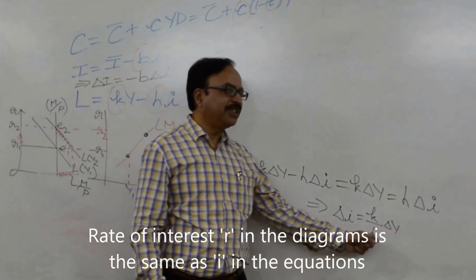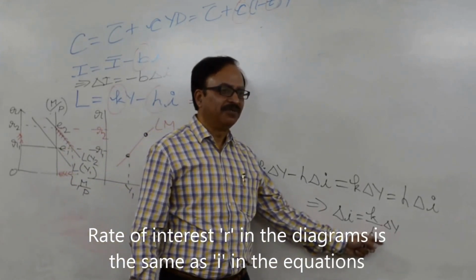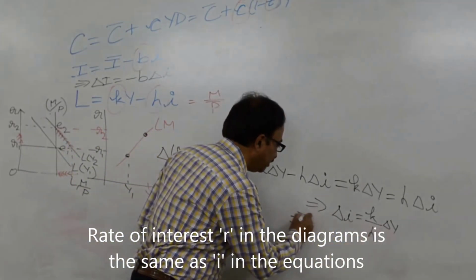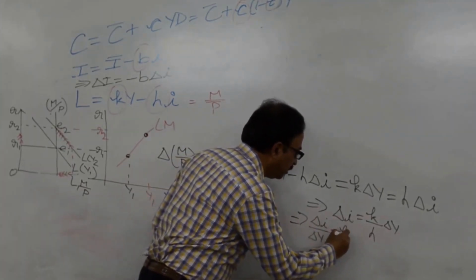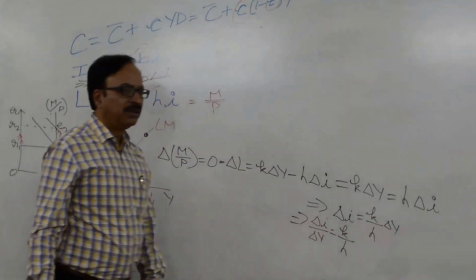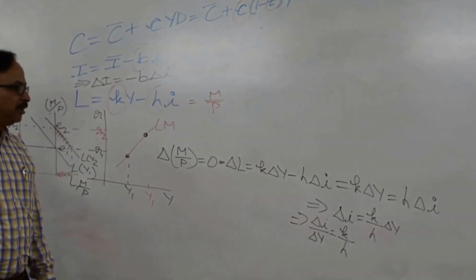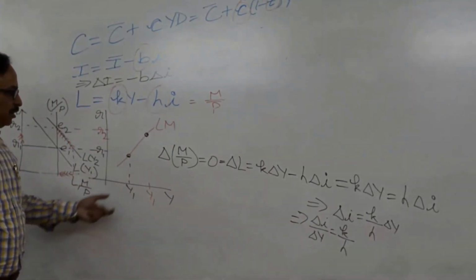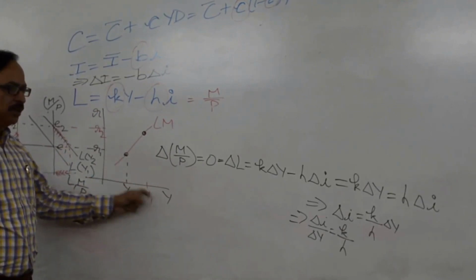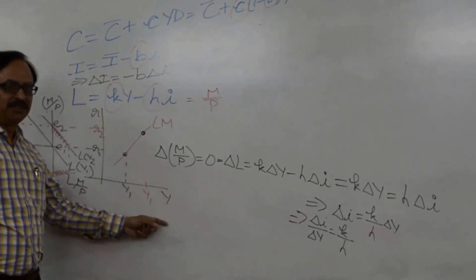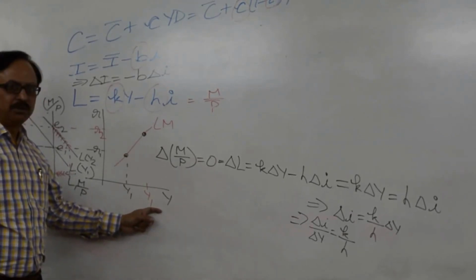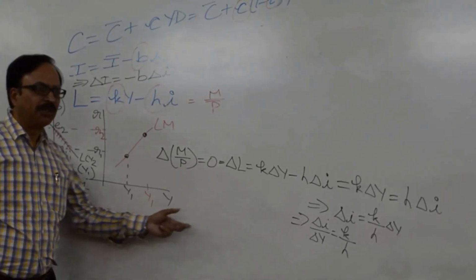This tells us about the slope of the LM curve. Because delta R divided by delta Y is K by H. So that's nothing but the slope. Slope of the LM curve.